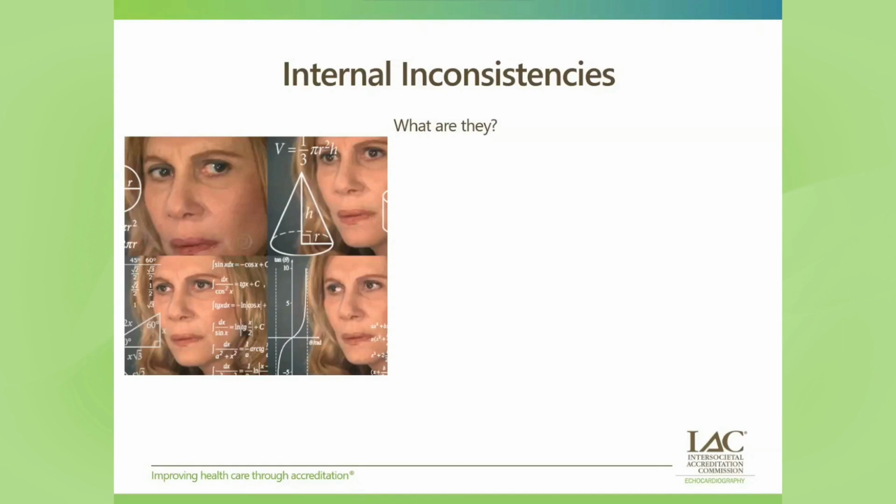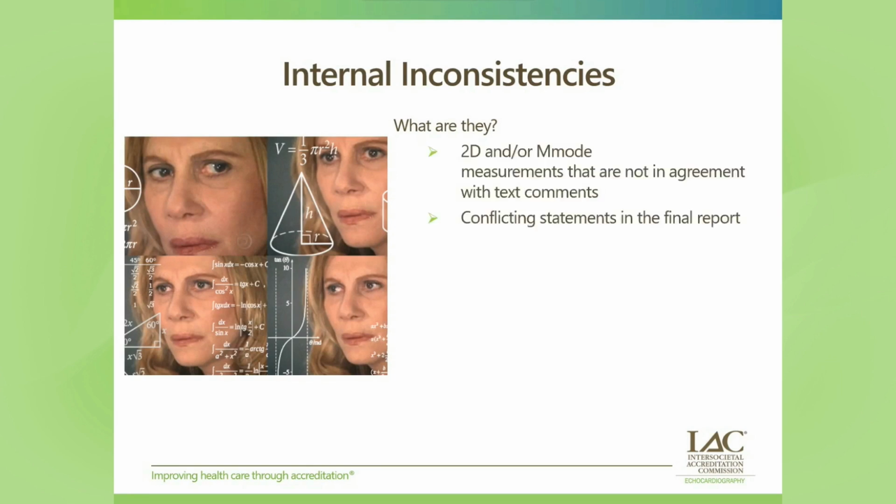Let's go over what internal inconsistencies are, because this is still a big confusing thing for our accredited labs, and we see it pop up a lot. So an internal inconsistency is a 2D and/or M-mode measurement that is not in agreement with our text comments. This could be Z-scores as well.